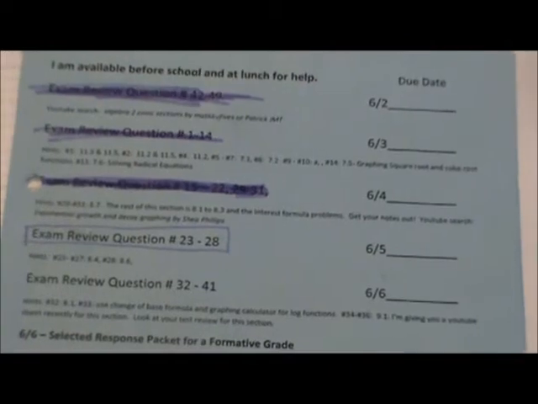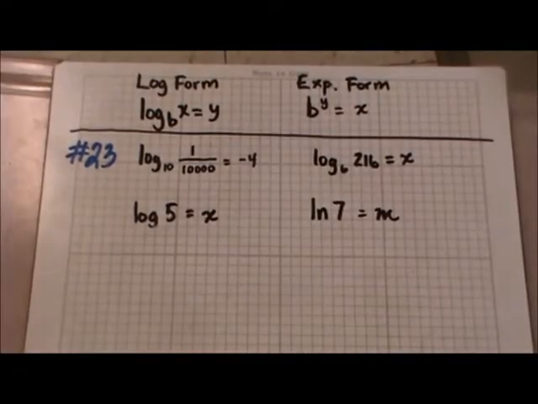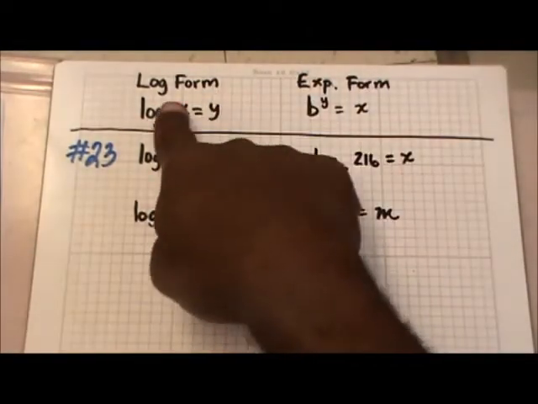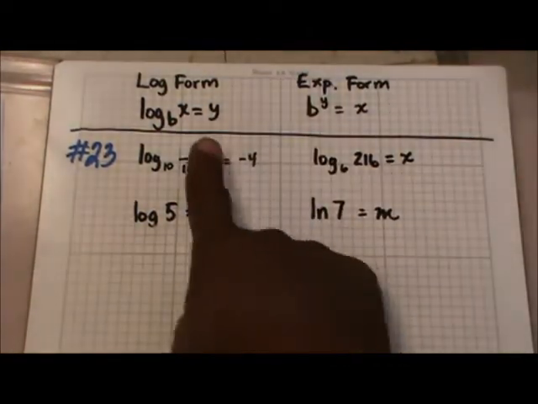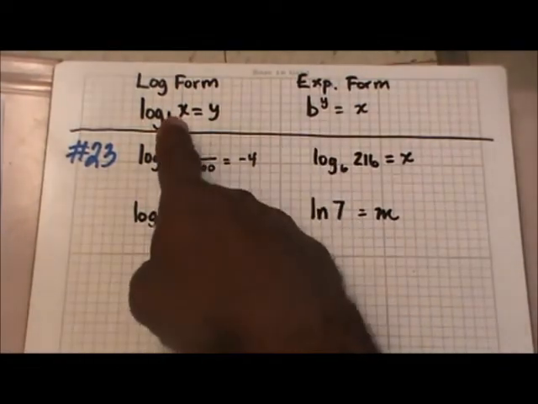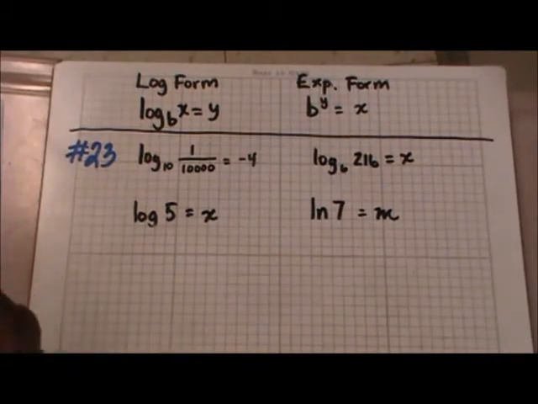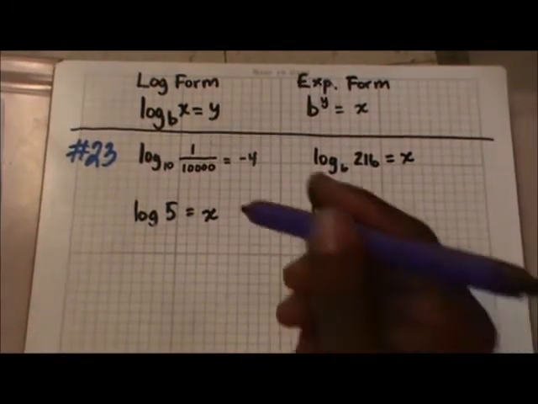The next stamp, stamp 4, consists of exam review problems number 23 to 28. All right, for number 23, they're asking us to rewrite each equation in exponential form. They're giving it to you in log form. And remember, when we're moving from log to exponential form, we want to bring our base up and flip-flop our x's and y's. So we can quickly do these problems.